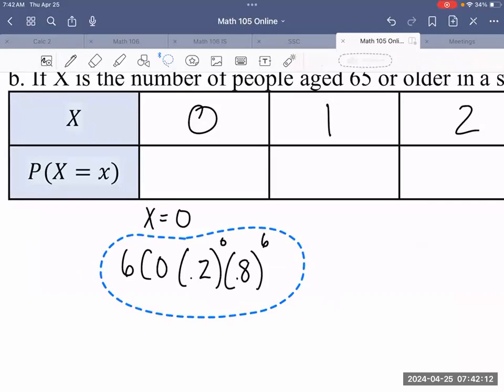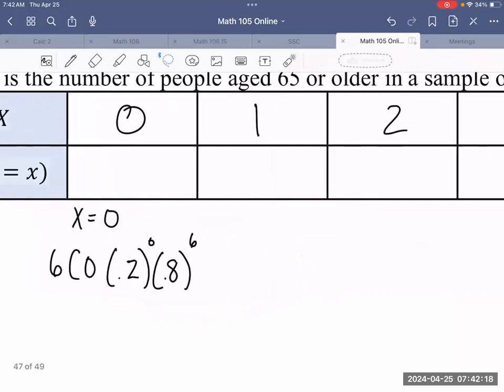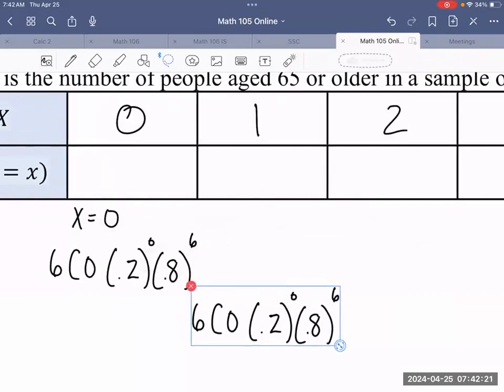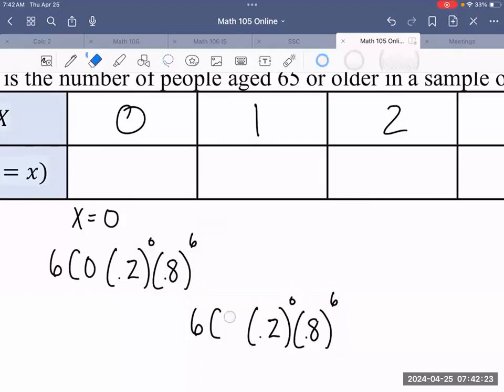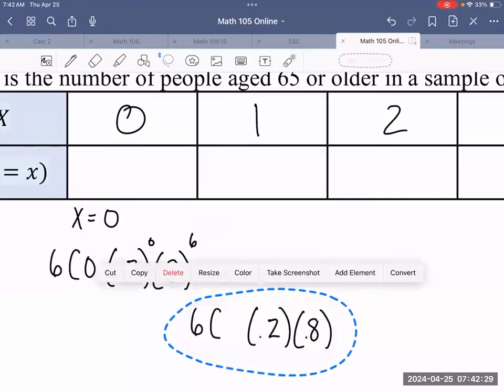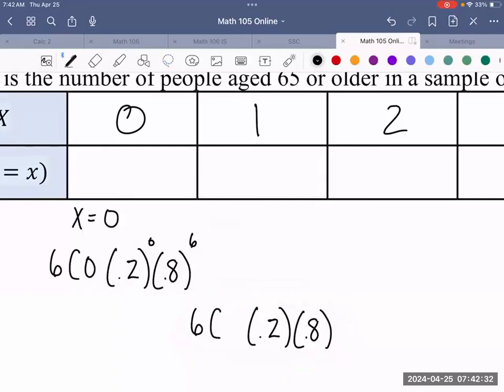Got that. Copy. We're going to paste it here. Okay, so when you put this into your distribution table, this should come out as 0.262. And then again, for 1, it's 6 choose 1, times 0.2 to the 1, times 0.8 to the 5. This should get 0.393.